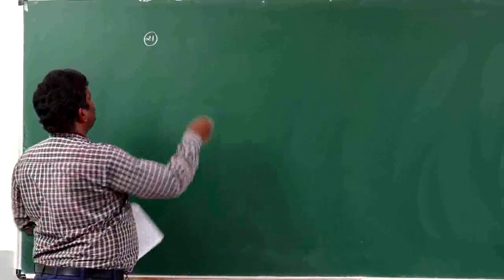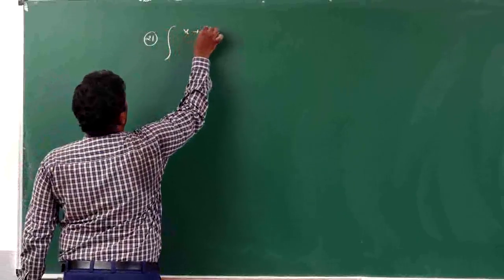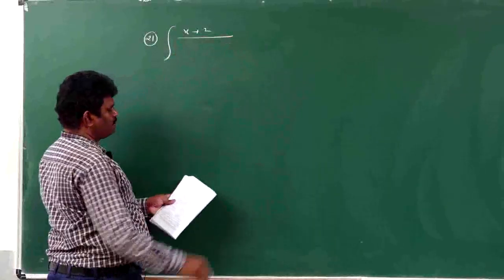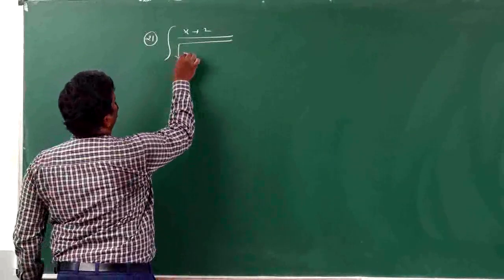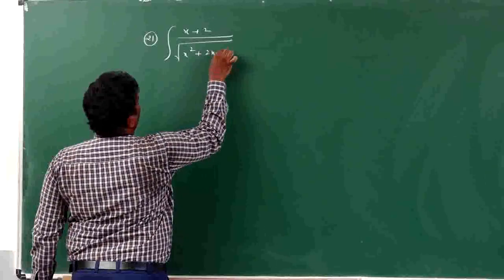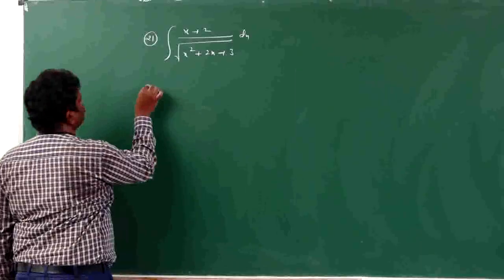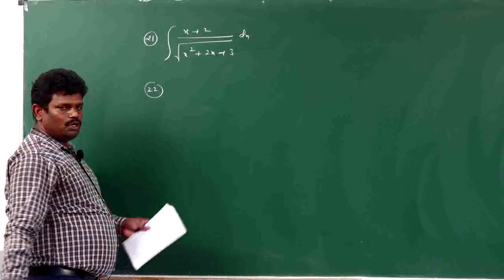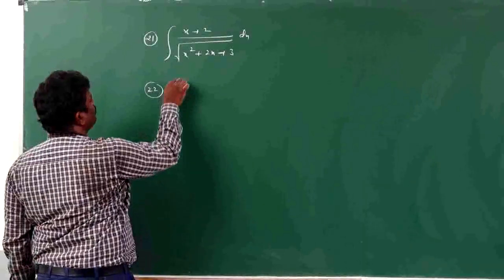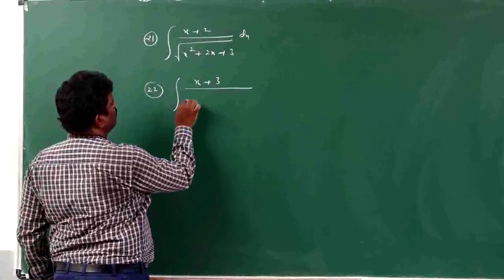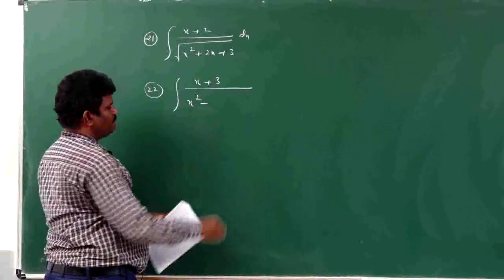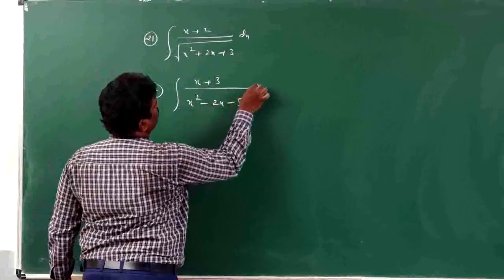Question 21: integral of (x plus 2) by square root of x square plus 2x plus 3 into dx. Next, question 22: integral of (x plus 3) by (x square minus 2x minus 5) into dx.